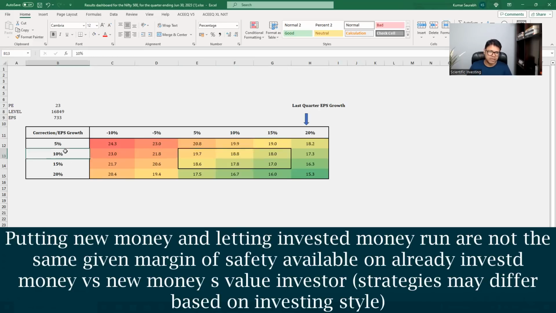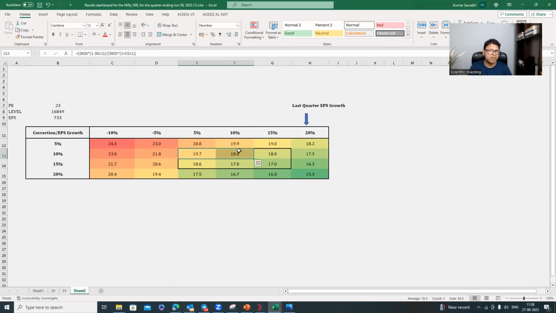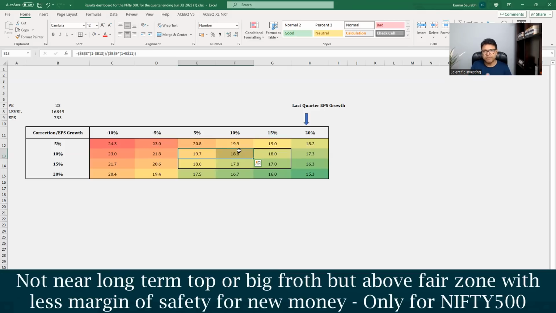I can't deny that there could be a 10% correction. But if that correction happens, and if this kind of EPS growth rate continues, I will take it as a buy opportunity in my investing portfolio and then look at the companies. But this is how I see it. So I don't see a froth.